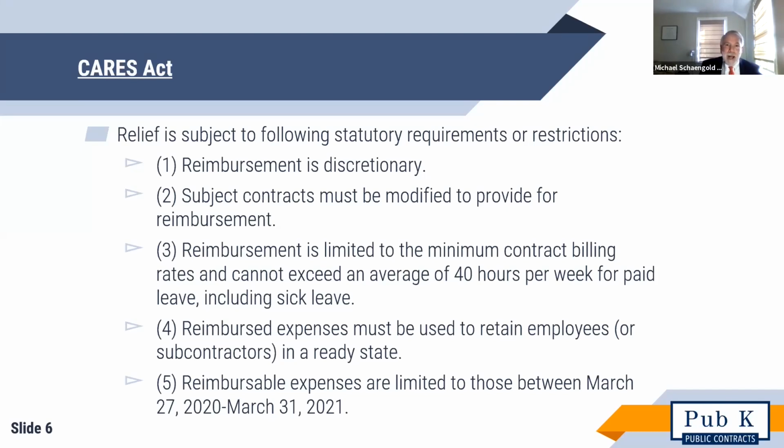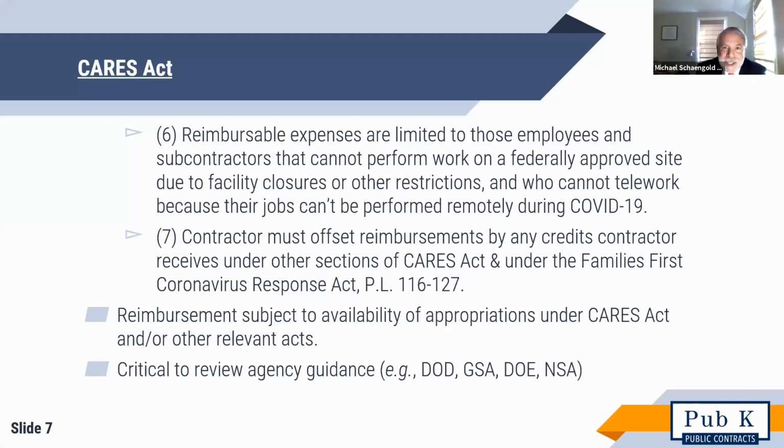On to slide 7, please. Six, reimbursable expenses are limited to those employees or subs that cannot perform work on a federally approved site due to facility closures or other restrictions, which isn't defined, and who cannot telework because of their job duties. And seven, the contractor must offset reimbursements under this section by the amount of any credits under other parts of the CARES Act or under the Families First Coronavirus Response Act.